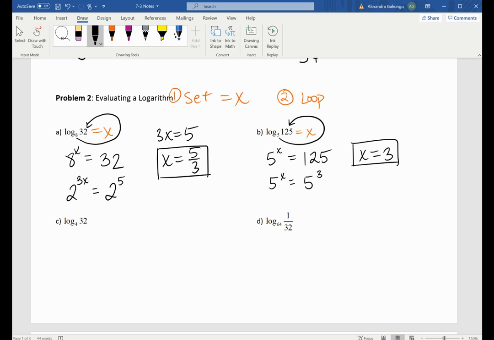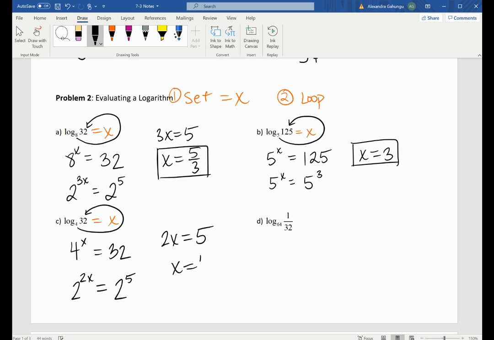And then we'll go to our last one here with c. So we're going to set it equal to x, it's unknown, and then we loop. So 4 is the base. I start at 4 and I'm looping. So it's 4 to the x is equal to 32. So 32 is popping up again. And so we'll get 2 to the second power, so 2 to the 2x, and 2 to the fifth. So now it's 2x is equal to 5, and x is equal to 5 halves.